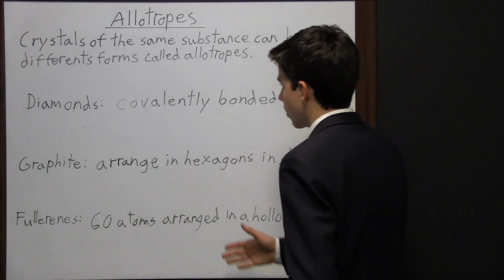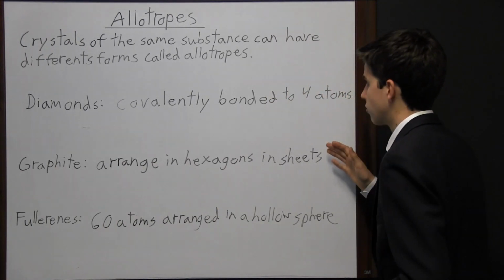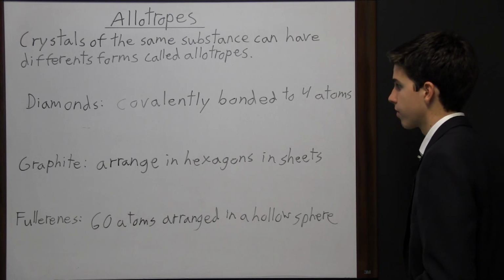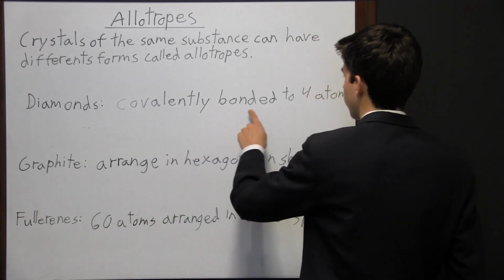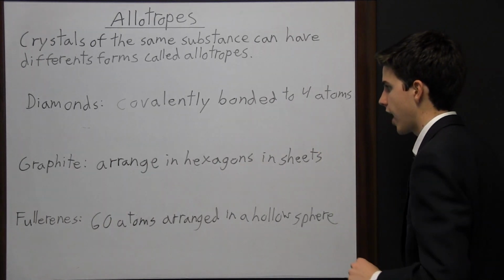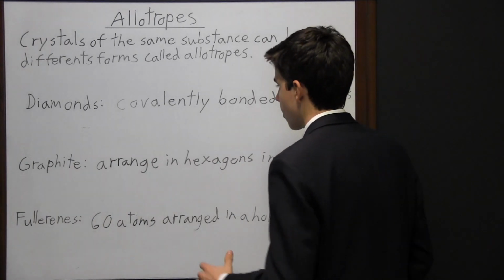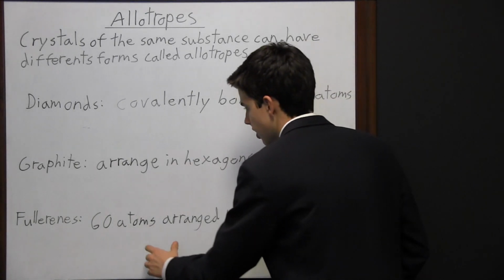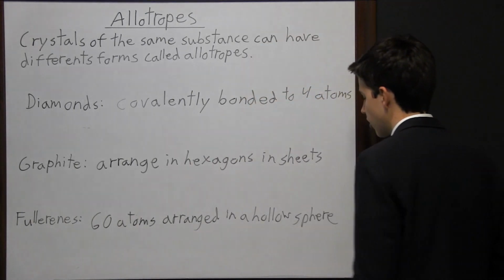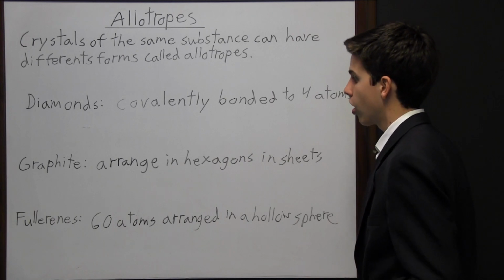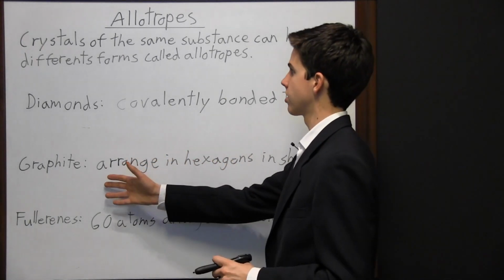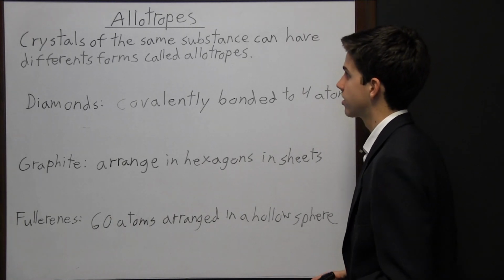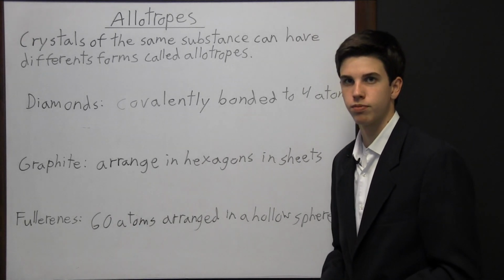So these are all made up of carbon atoms. I didn't write it in all the descriptions here, but that's the atoms we're dealing with here. These are carbon atoms that are covalently bonded to 4 neighboring carbon atoms. Graphite is when carbon atoms are arranged in hexagons that are arranged in sheets, and this new substance is 60 carbon atoms arranged in a hollow sphere. So this is all made up of carbon, but we have 3 different substances. And that's because of allotropes, and that's when crystals of the same substance can have different forms.